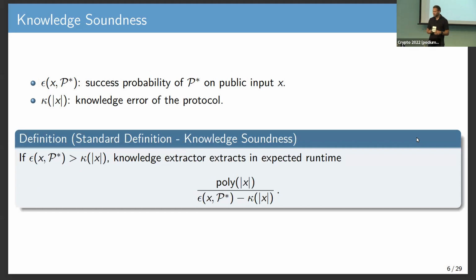And so even more formally, the standard definition of knowledge soundness states that an interactive proof is knowledge sound if there exists an extractor with exactly these properties. So if the prover P star succeeds with large enough probability, so larger than the knowledge error, then the knowledge extractor is capable of extracting a witness in a runtime that is inversely proportional to epsilon minus kappa.